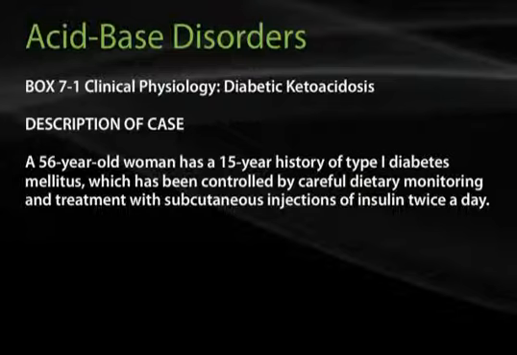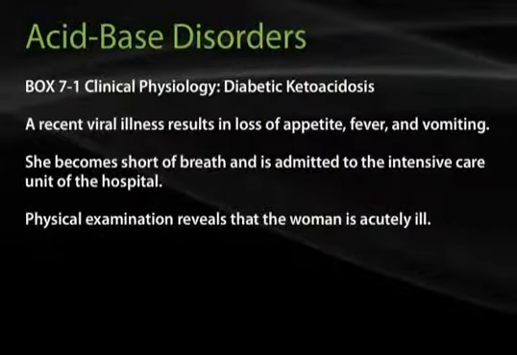A 56-year-old woman has a 15-year history of type 1 diabetes mellitus, which has been controlled by careful dietary monitoring and treatment with subcutaneous injections of insulin twice daily. A recent viral illness results in loss of appetite, fever, and vomiting. She becomes short of breath and is admitted to the intensive care unit of the hospital.